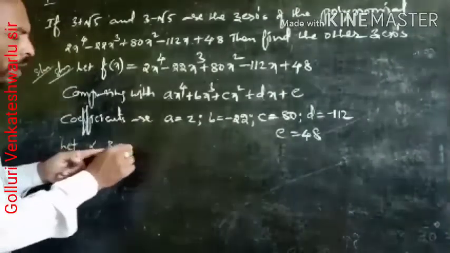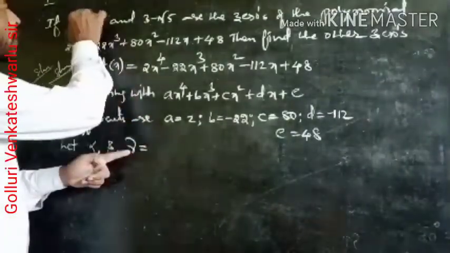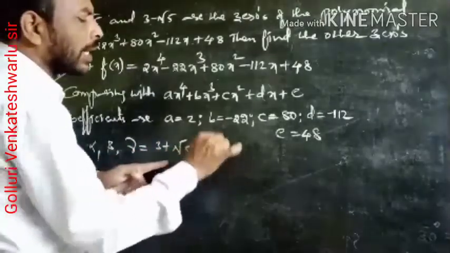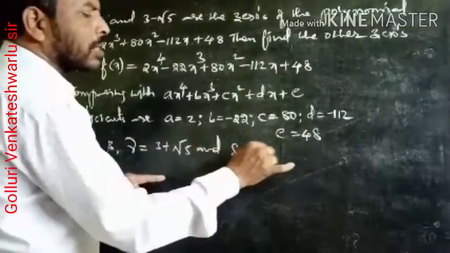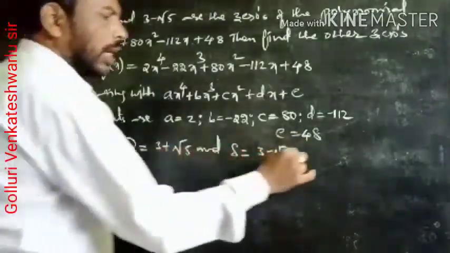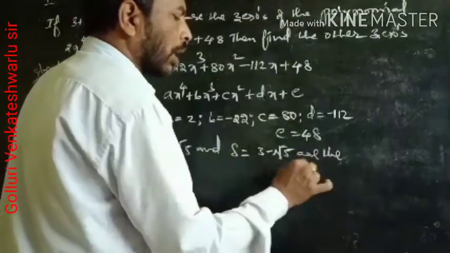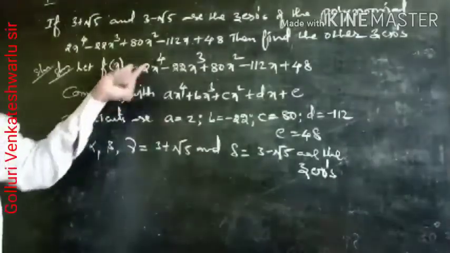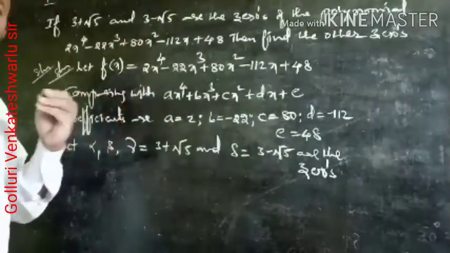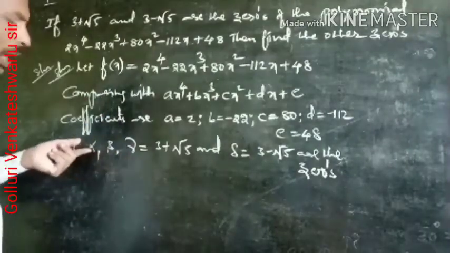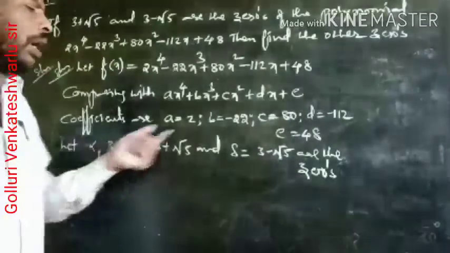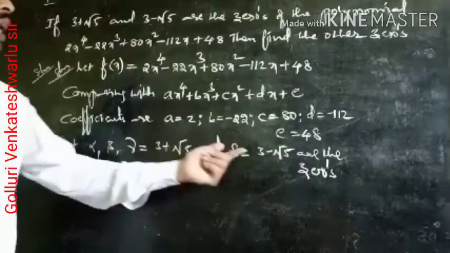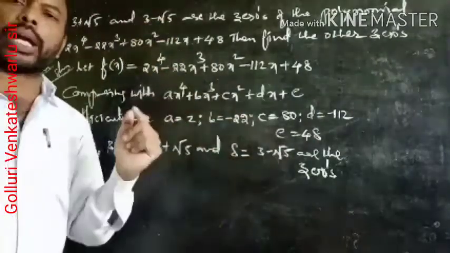Alpha, beta, whereas gamma is given as one of the zeros, 3 plus root 5, and delta, another zero, is given as 3 minus root 5. They are the zeros of the polynomial. So the fourth degree polynomial contains at most 4 zeros, taken as alpha, beta, gamma and delta. Out of the 4 zeros, gamma is given as 3 plus root 5 and delta is given as 3 minus root 5.